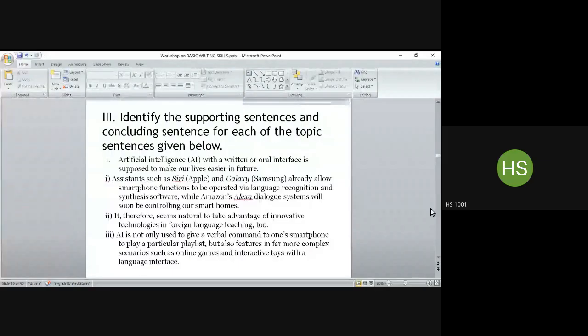Identify the supporting sentences and concluding sentence for each of the topic sentences given below. Okay, these are the topic sentences from the first exercise that we did. Our task is to see which among the three, one, two, or three, is your supporting sentence and your concluding sentence. You need to choose which one is a supporting sentence and which one is a concluding sentence. Just go through that and let me know.